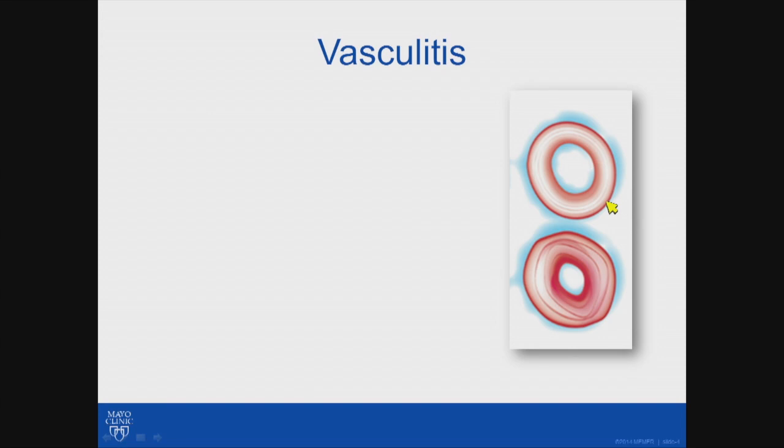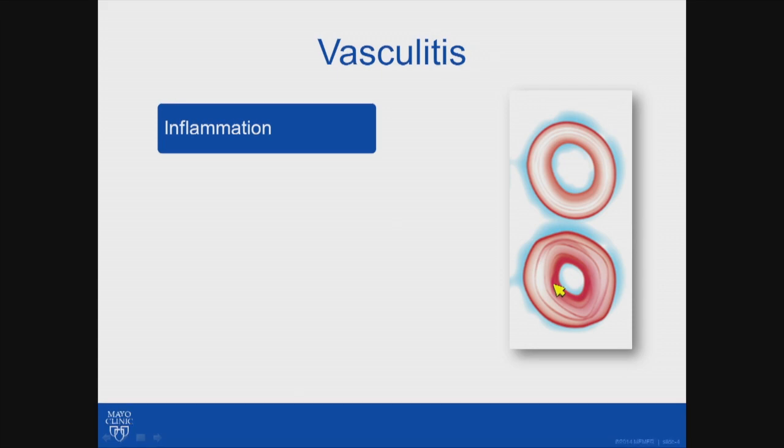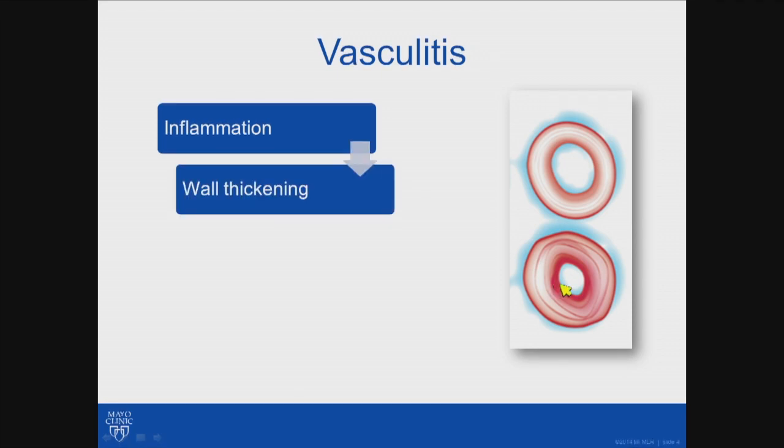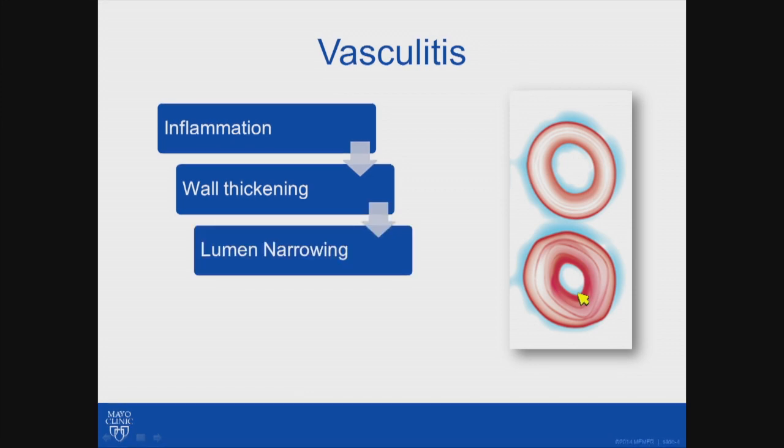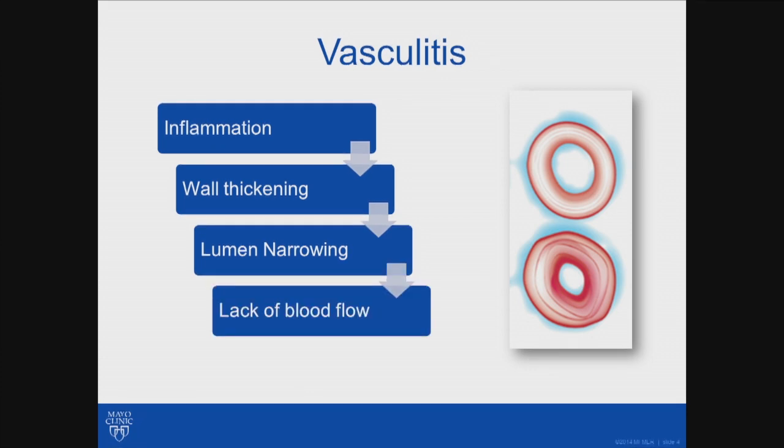Because the blood vessel is in the form of a tube, a channel, if there is swelling and inflammation, then that wall is going to become thickened. So inflammation of blood vessels leads to thickening of the wall, but when you have thickening, now look what's happened to the lumen. That's the channel where blood is flowing through. So that has now become narrow. And narrow means that less blood can get through that channel, and lack of blood flow, of course, is going to be damaging to whichever organ that blood vessel is supplying.